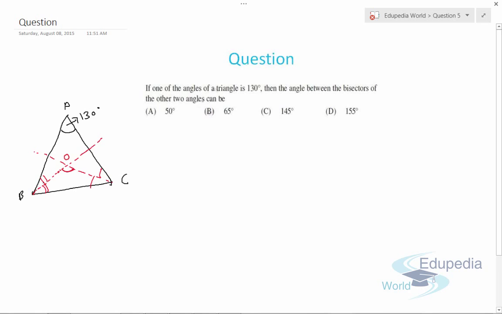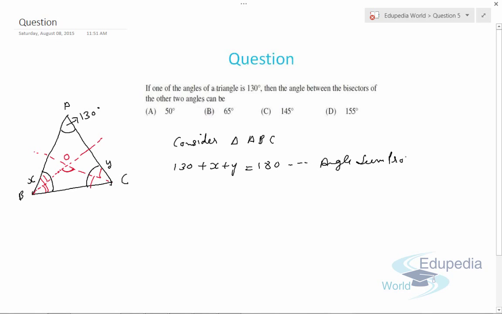Now let this complete angle be x, let this complete angle be y. Now if we consider triangle ABC, then it will become 130 plus x plus y equals 180. Why? We can say it's angle sum property, right? So we get x plus y equals 180 minus 130, which is 50.